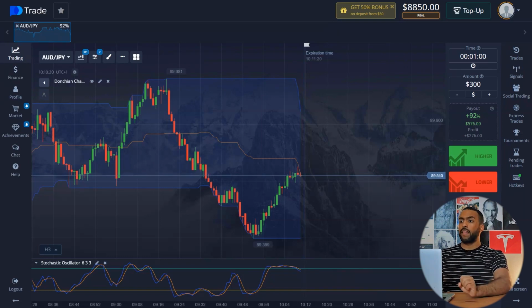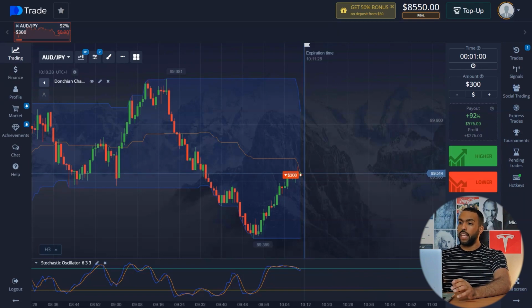But first, I would like to open a down trade for $300 for 1 minute, and we see that the stochastic lines have crossed the level of 80 and are going down. Based on that, I opened a down trade, because with such a move, stochastic gave a signal about a possible price decline, and I totally agree with that. So let's see how our trade is going to end.